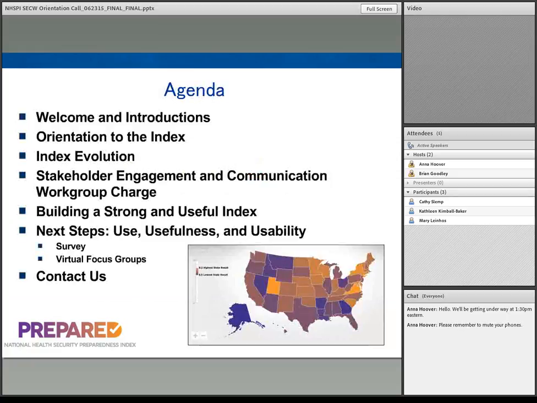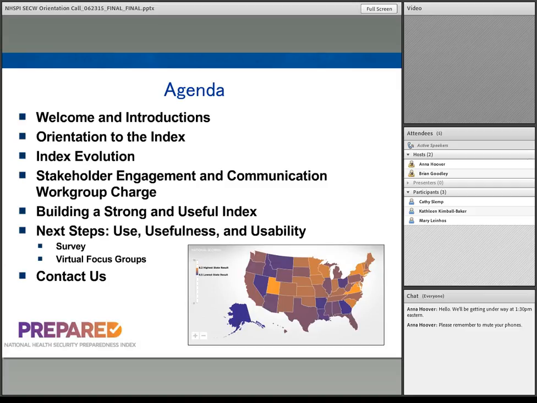Our agenda is pretty straightforward. We're going to do a really quick welcome and introductions, and we're going to do an orientation to the index. We understand that not everyone is as familiar with the index. Some of the folks on the work group have been participating in its development for several years. Some of the folks have perhaps seen the index or even used it, but have not been directly involved in its development, and some folks may be entirely new to the index. So we want to make sure everyone is starting with a good understanding of what the index is, what it does, and how it is evolving, which moves us along to the index evolution.